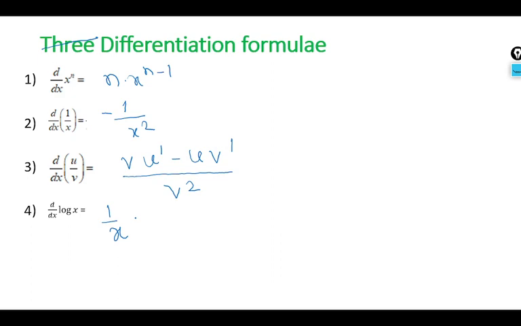All these differentiation formulae we require actually while taking the inverse Laplace by derivative property. Inverse Laplace by derivative property. That time we require these differentiation formulae. Come to the next then.